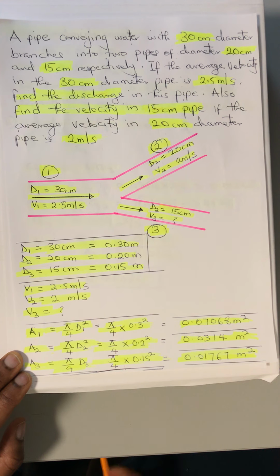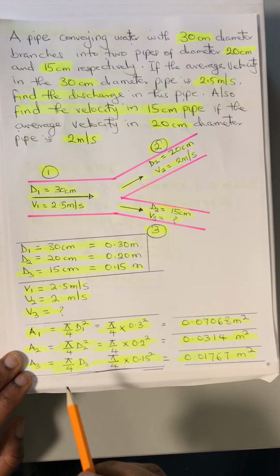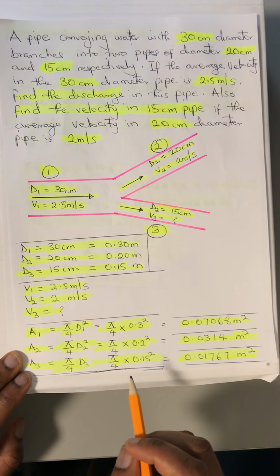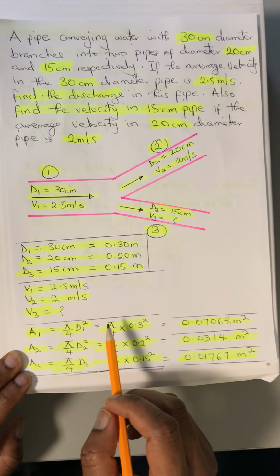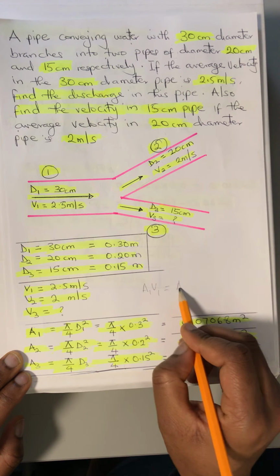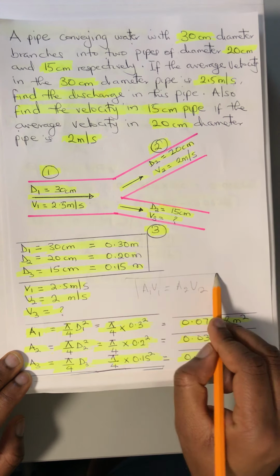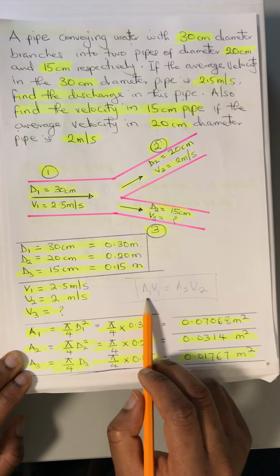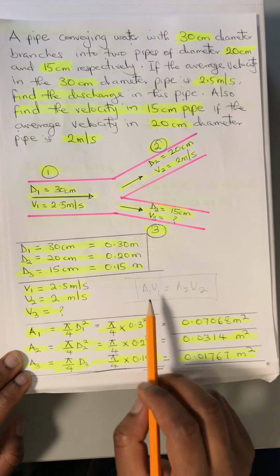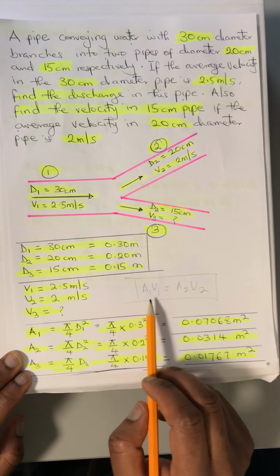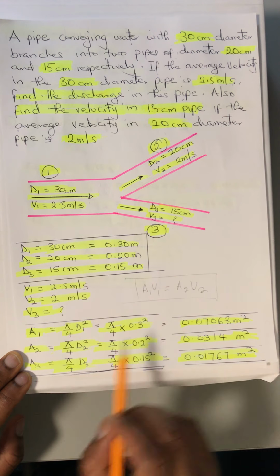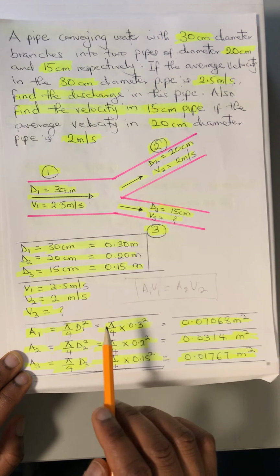Now, how do we find it? By using the equation of continuity of a fluid mechanism, which is A1 V1 equals A2 V2. Now we need to find the areas before we can use it. So we need to find areas of all the pipes in the system before we can use the continuity equation. So how do we find them?